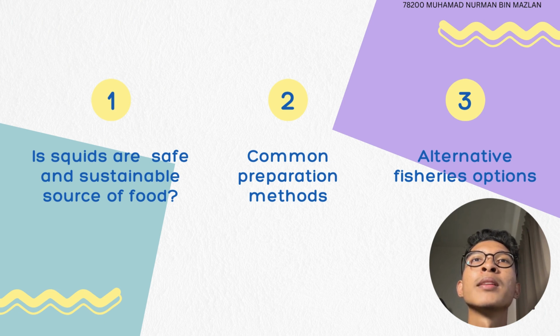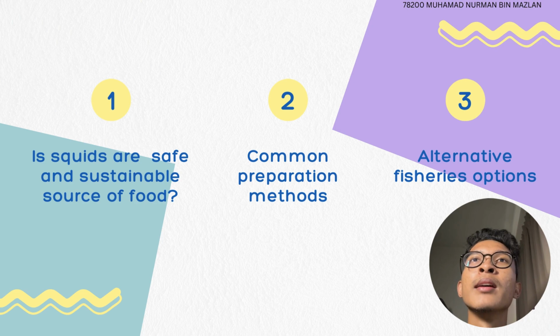For the next one, the common preparation method. Squid is very versatile in the kitchen and can be prepared in a variety of ways, such as grilled, fried, or used in stew. In Malaysia, squid is often stir fried, sliced into rings or strips, and cooked quickly in a hot wok with spices, herbs, garlic and ginger. This method keeps the squid tender and flavorful.